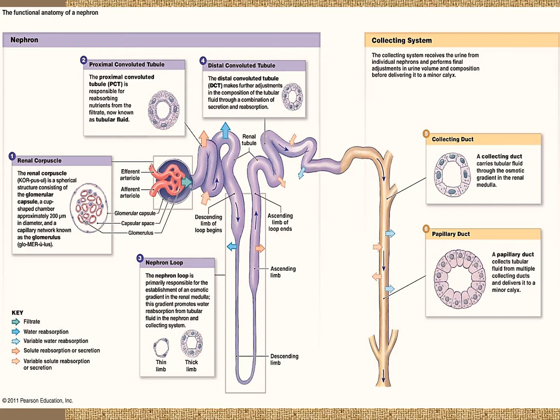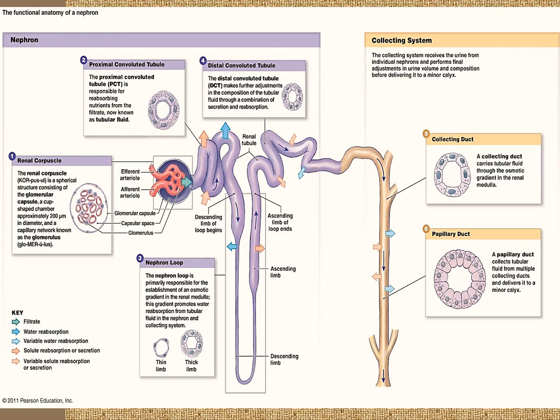Over 150 liters of fluid enter the glomeruli of an adult every day. 99% of the water in that filtrate is reabsorbed. Reabsorption occurs in the renal tubules and is passive due to diffusion or active due to pumping against a concentration gradient. Secretion also occurs in the tubules and is active.